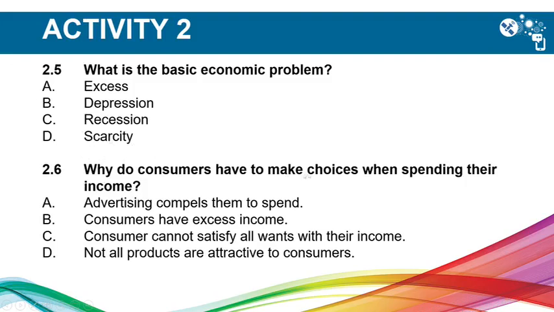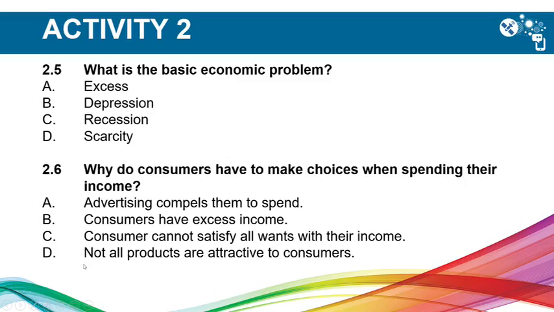Why do consumers have to make choices when spending their income? We just said now that they have scarce resources, so their income is limited, so therefore they've got to decide what it is that they need to buy, what is more important. So advertising compels them to spend, consumers have excess income, consumer cannot satisfy all wants with their income, or not all products are attractive to consumers.